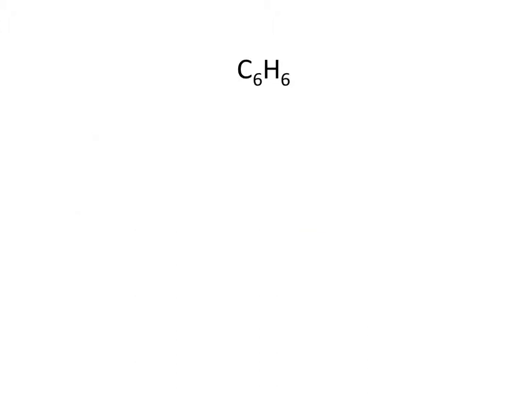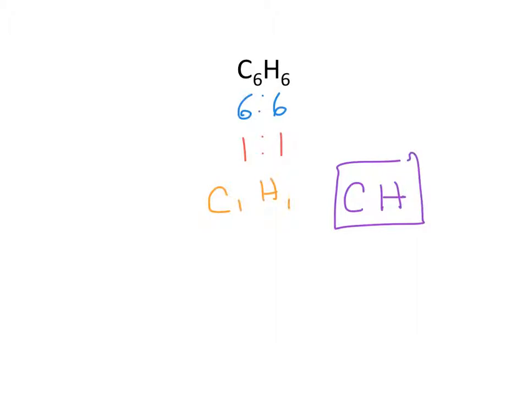So let's take a look at this formula. First, we're going to identify the ratio. So this is a 6-to-6 relationship. Both of these can be further divided by a common factor, which is 6, and that will reduce it down to 1-to-1. And so now the new formula is C1H1. And since we don't write the 1 next to the element, the actual empirical formula for this is CH. And that is the empirical formula for the molecular formula C6H6.